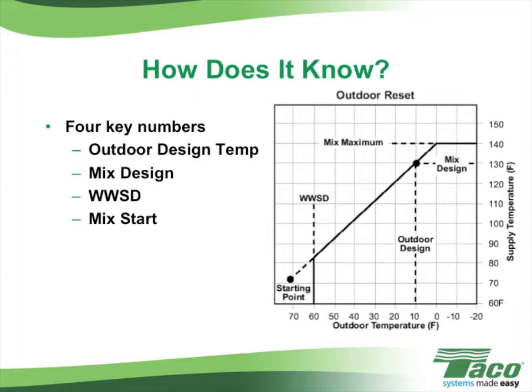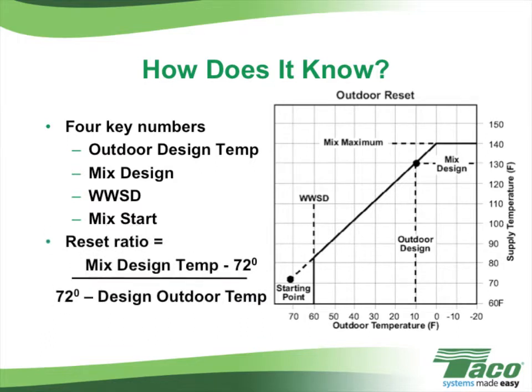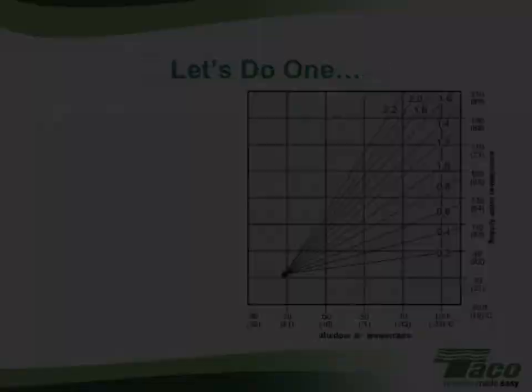Using these four numbers, we can determine the reset ratio needed to program the reset eye valve, and we use this formula. We take the mix design temperature minus 72 and divide it by 72 minus the outdoor design temperature. That will give us the appropriate reset ratio.